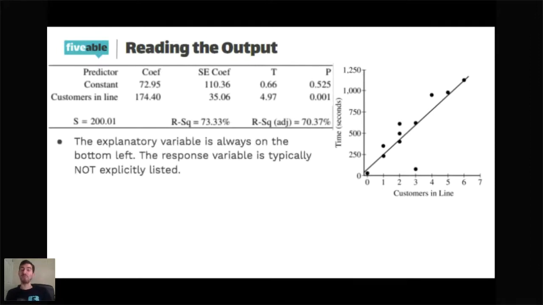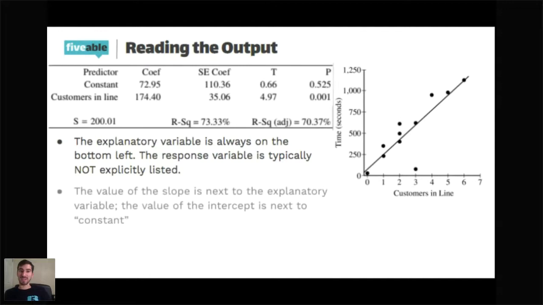One thing to point out, this is the way you can remember it: notice how in the little printout they mention customers in line. They put a variable name on there. The number right next to that is the slope, because it's next to the X. Customers in line is the explanatory variable, and the number right next to it is going to be your slope. The number right next to constant, or intercept, is the y-intercept. Constant is a constant value; when X is 0, that's what the y is. And then the slope is what you're going up by. So the first number listed next to constant is your intercept, and the number listed next to the explanatory variable is your slope. The response variable is typically not going to be in here.